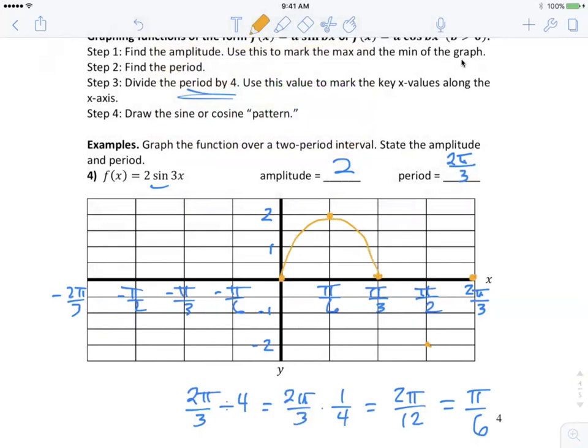There it is. There's your graph. All right. And then same pattern on the negative side. Okay. So there we go. Pretty fun, right? Okay. Let's try another one.